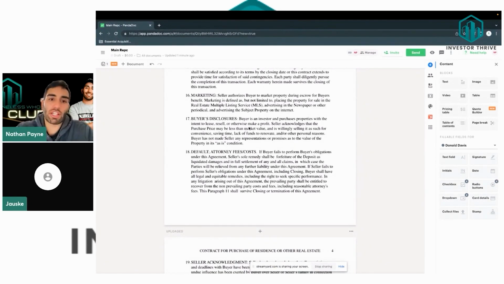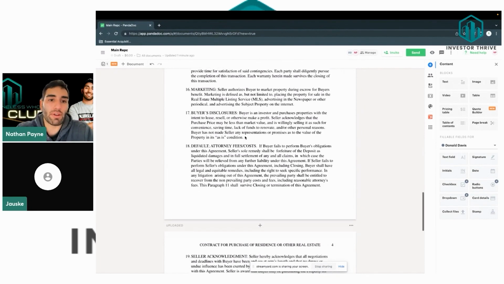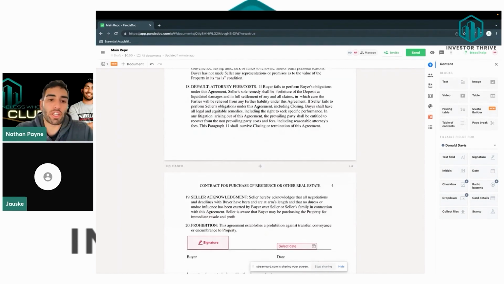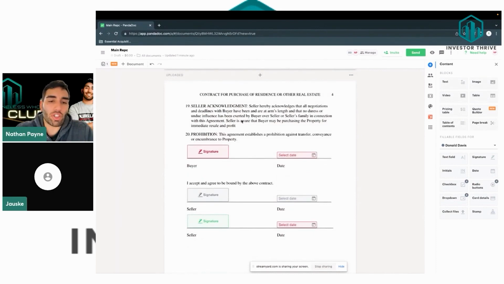Buyer disclosures, that's to protect us so they can't sue us in the future, since after they see we make money, because we're telling them right now we're here to make money. Attorneys, if they try to back out and we have to go to court, they have to pay for it. Seller acknowledges that we both agreed on this deal and prohibition.